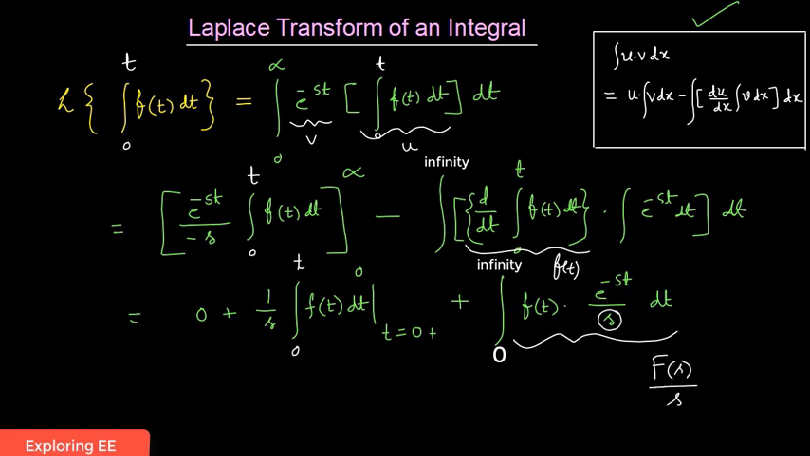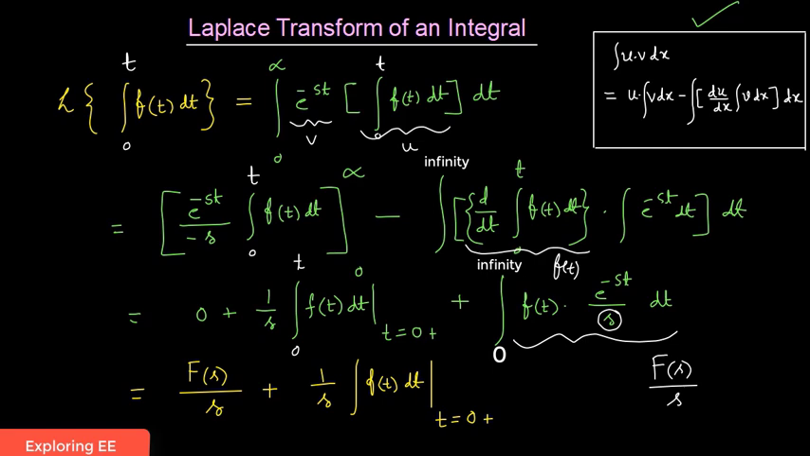So the entire term can be written in this form as F(s) by s plus 1 by s integration f(t) dt, this value at t equal to 0 plus. So this is the final expression of Laplace transform of an integral.